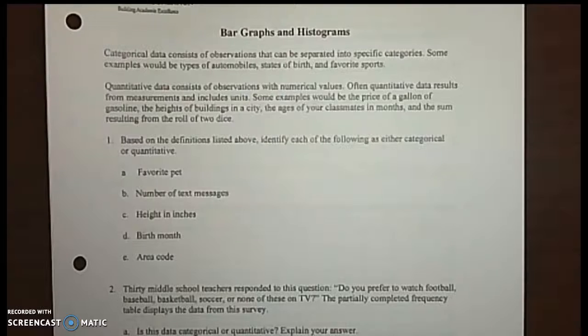Today we're going to be talking about bar graphs and histograms. This is from Laying the Foundation. The first thing that we're going to talk about is the difference between categorical data and quantitative data.